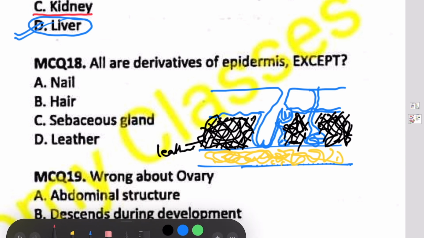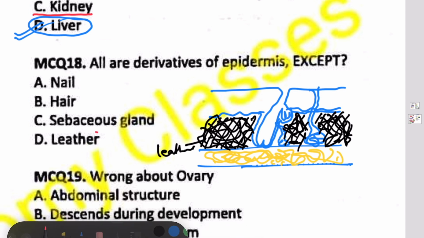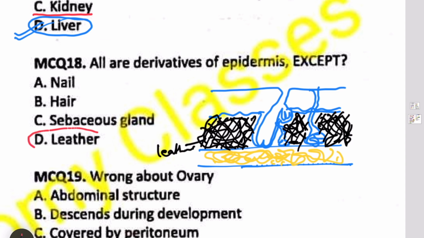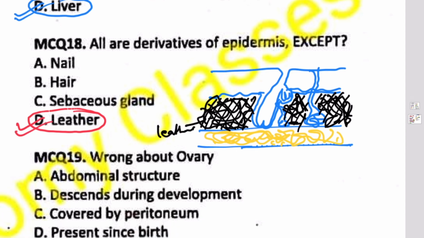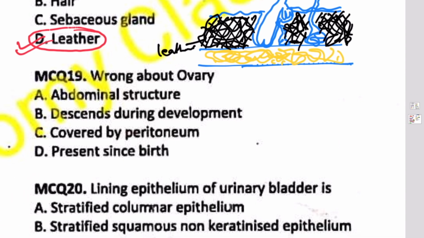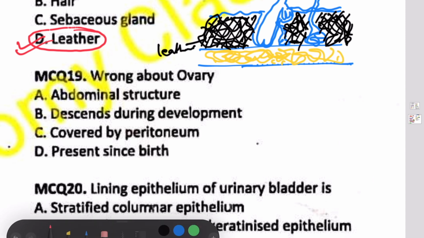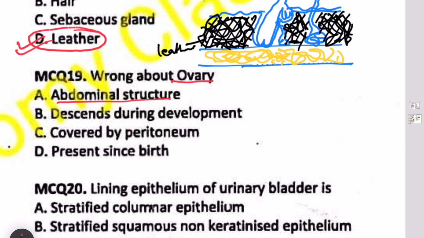So answer here will be, all are derivatives of epidermis except of course leather. Leather is not derived from epidermis. It's derived from reticular dermis. Next question is wrong about ovary. The choices are: abdominal structure, descends during development, covered by peritoneum, present since birth.